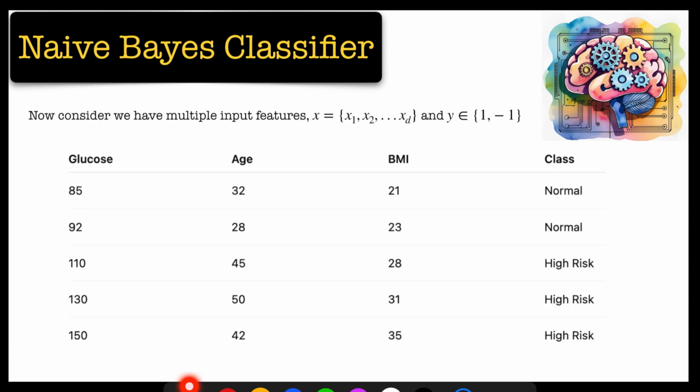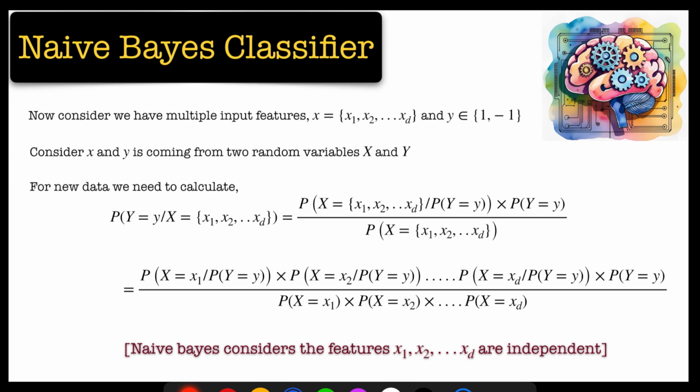Now consider we have multiple input features. Earlier we only saw that glucose level was the input and class was normal or high risk. Now consider we have multiple input features: glucose level, age, BMI, and the output is normal or high risk. Normal is 1 and high risk is -1, let's say. Now it will be a similar thing to what we did earlier.